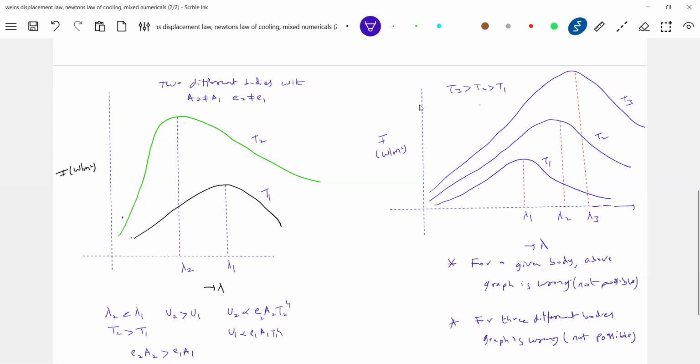We may think, okay, for a given body not possible. For three different bodies also, T1 must be greater than T2 greater than T3, but the information given is T3 greater than T2. So for three different bodies, only if T1 is greater than T2 greater than T3 is it possible. They may ask you anything here, so you should be very careful. For three different bodies also, this graph will be wrong because T1 must be greater than T2 greater than T3.